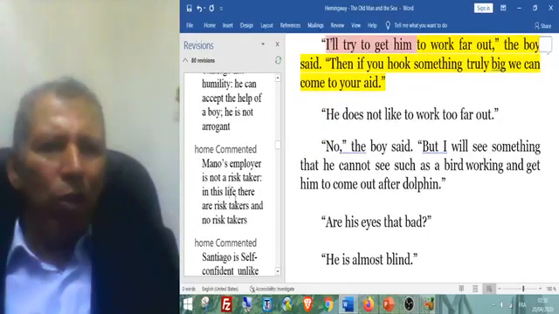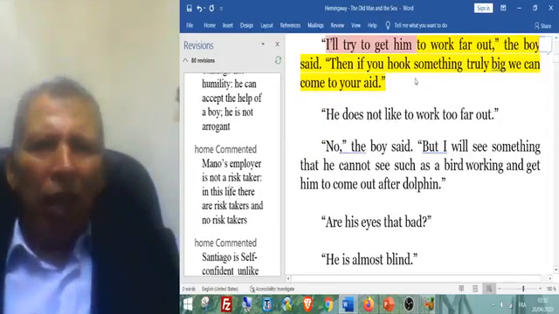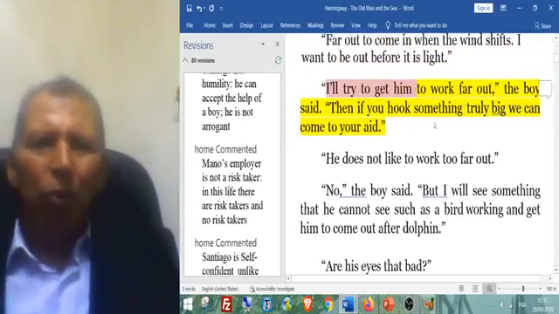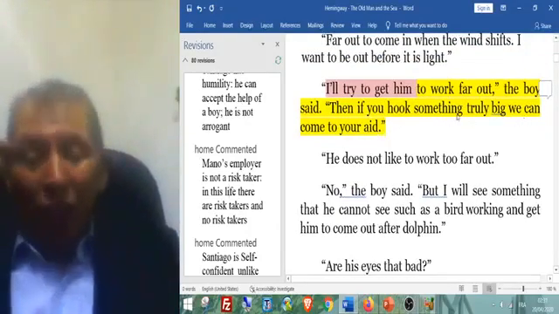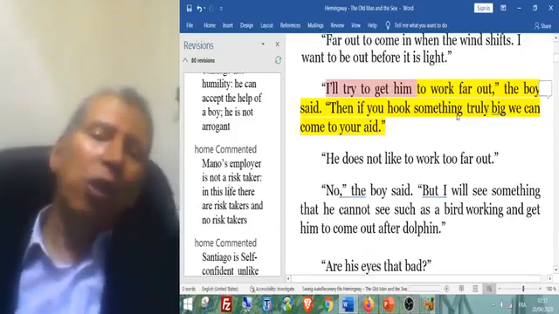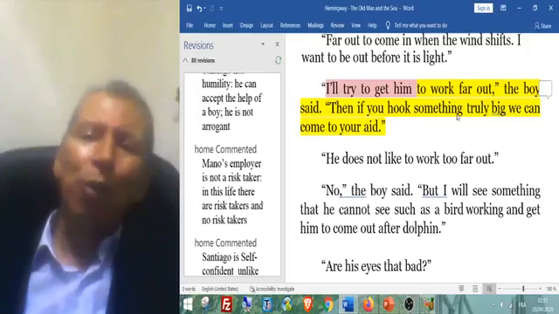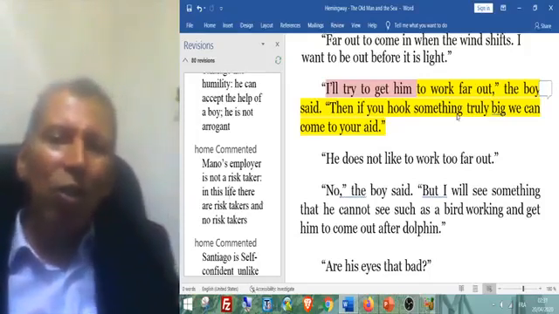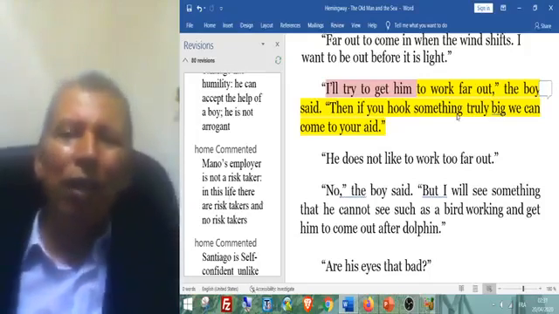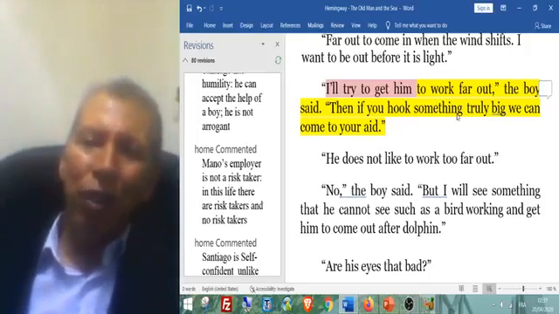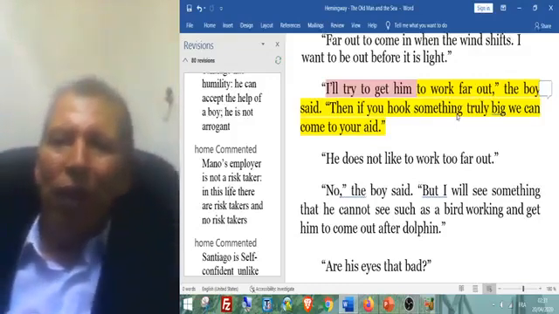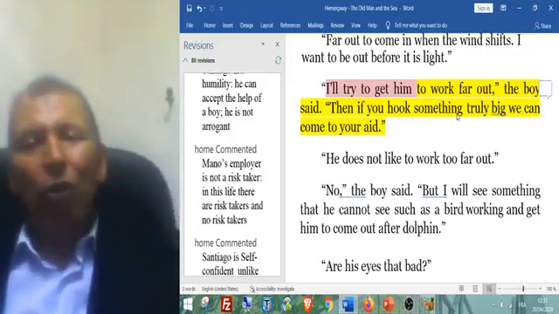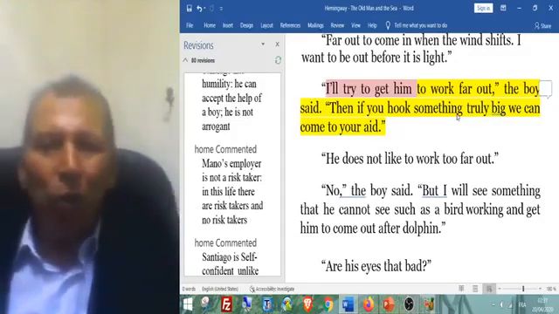Manolo's employer is not a risk taker. "I'll try to get him to work far out," the boy said. "Then if you hook something truly big, we can come to your aid." You can see here the length to which Manolo can go to help Santiago. He's suggesting that he would try to persuade his employer in the other boat to go very far, so that if Santiago got a big fish, they would come to the rescue, they would come to help him.